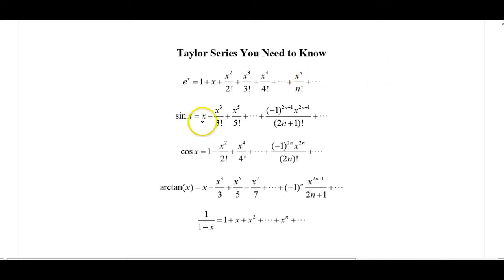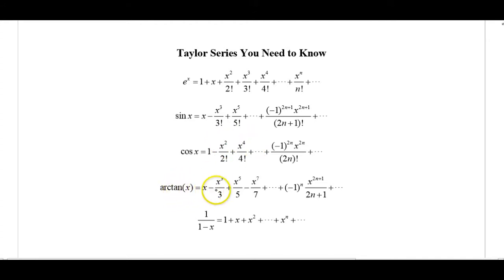It goes on forever. So sine x is exactly x minus x cubed over 3 factorial plus x to the 5th over 5 factorial. So the pattern is that the terms alternate, and for sine x, all the degrees have to be odd degrees over their respective factorials. For cosine, cosine is exactly 1 minus x squared over 2 factorial plus x to the 4th over 4 factorial and so on, where for cosine, each of the exponents has to be even.